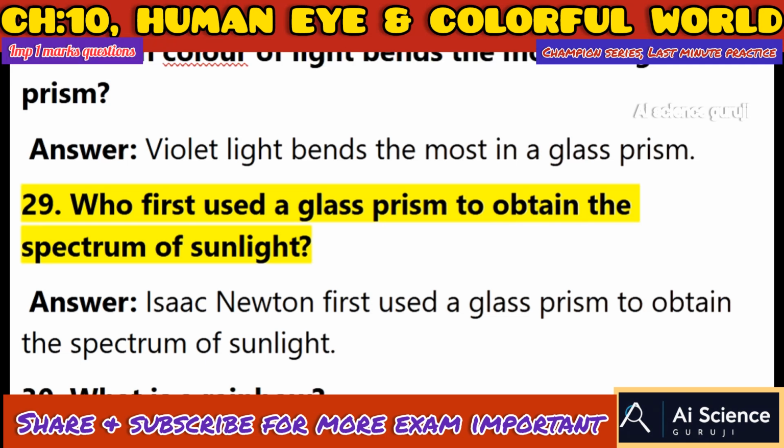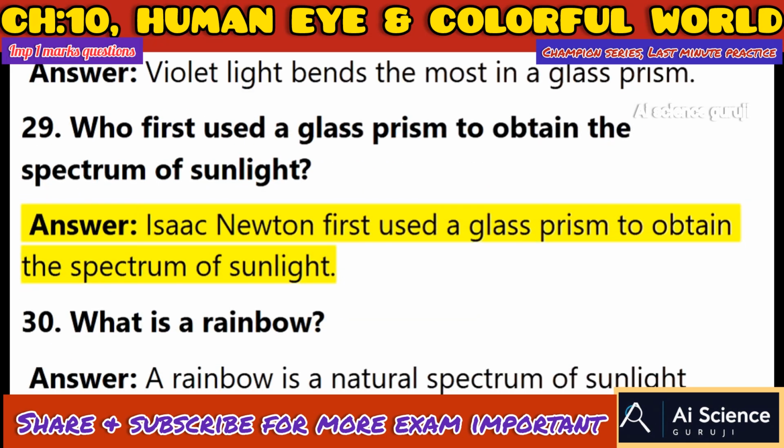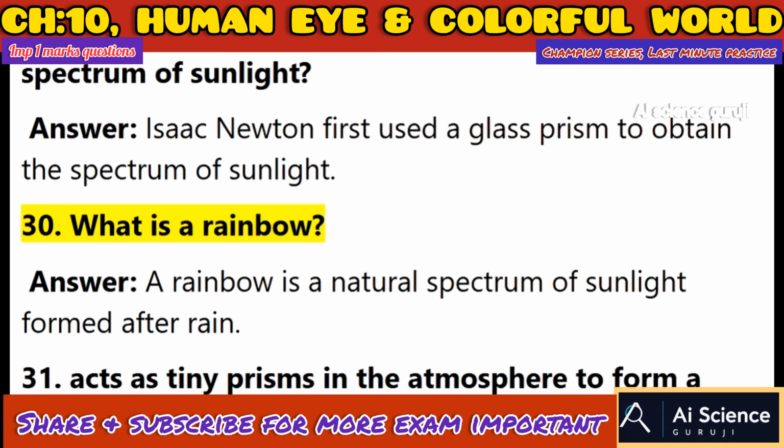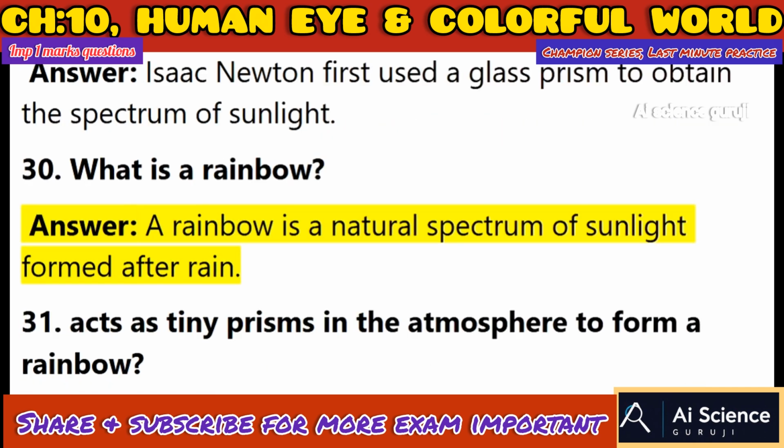29. Who first used a glass prism to obtain the spectrum of sunlight? Answer: Isaac Newton first used a glass prism to obtain the spectrum of sunlight. 30. What is a rainbow? Answer: A rainbow is a natural spectrum of sunlight formed after rain.